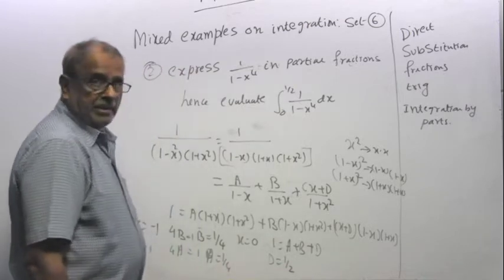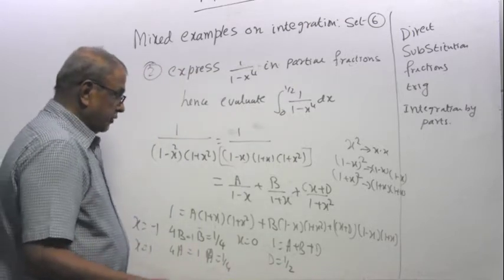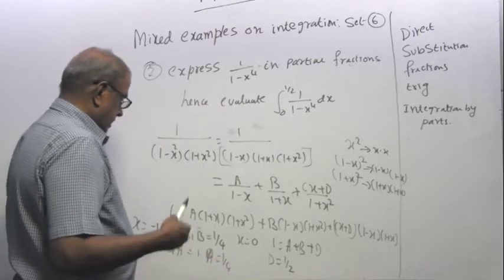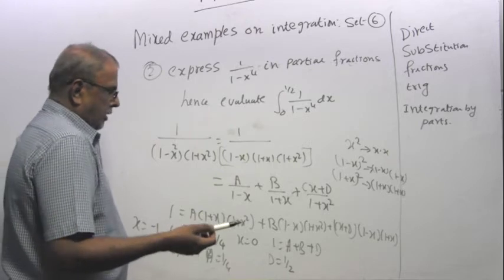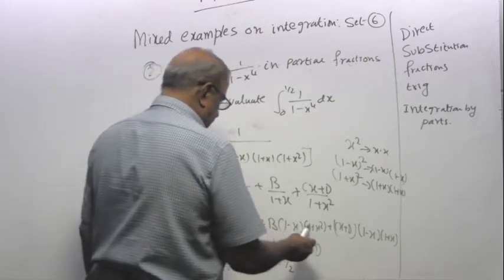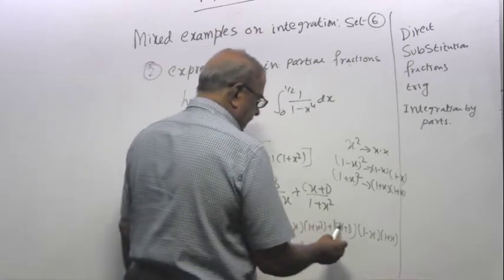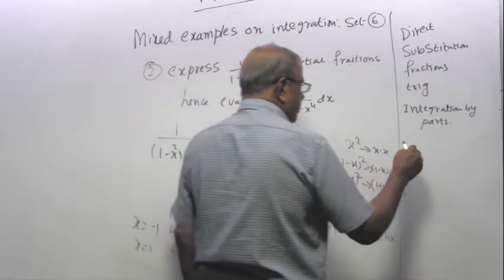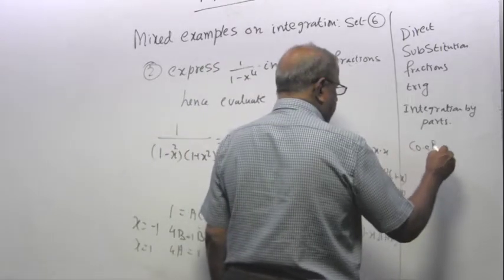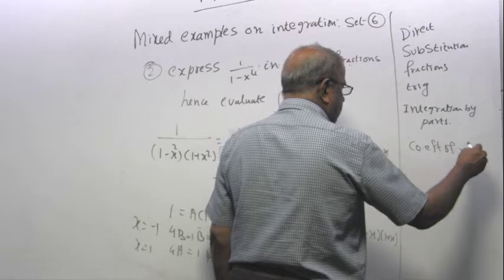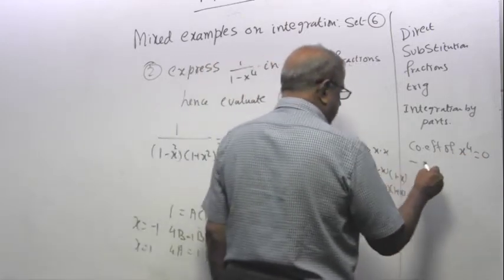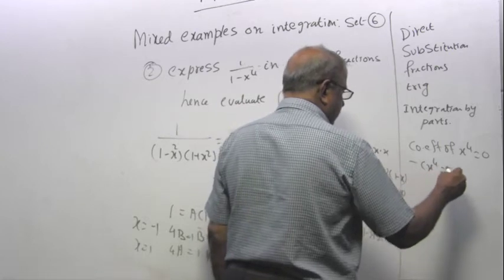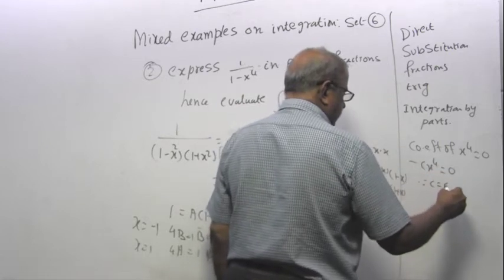I have to find c. The best way to find c will be the coefficients of x power 4, because you know why? Here I get x cube, here I get x cube, here I get x, x, x. So the coefficient of x power 4 is 0. That means minus c x power 4 is 0. So therefore c is 0.